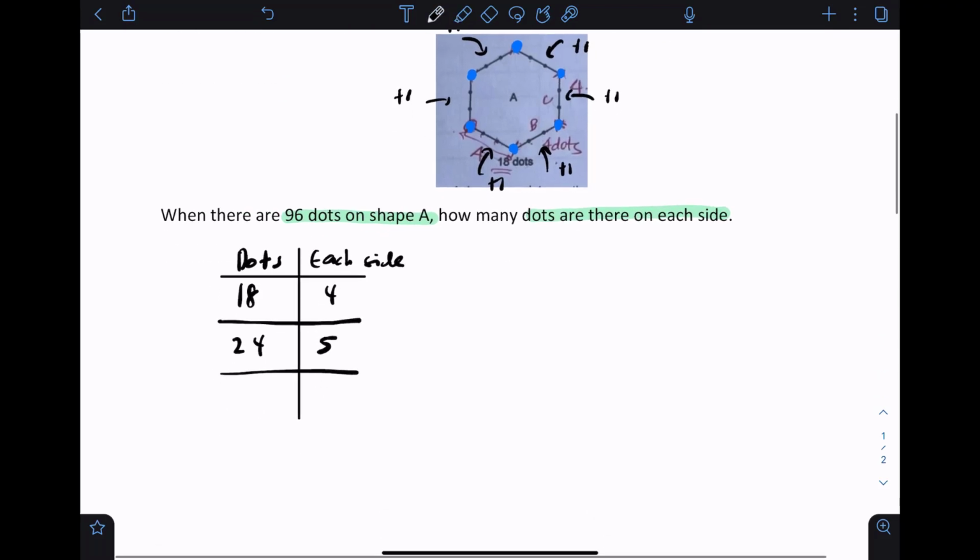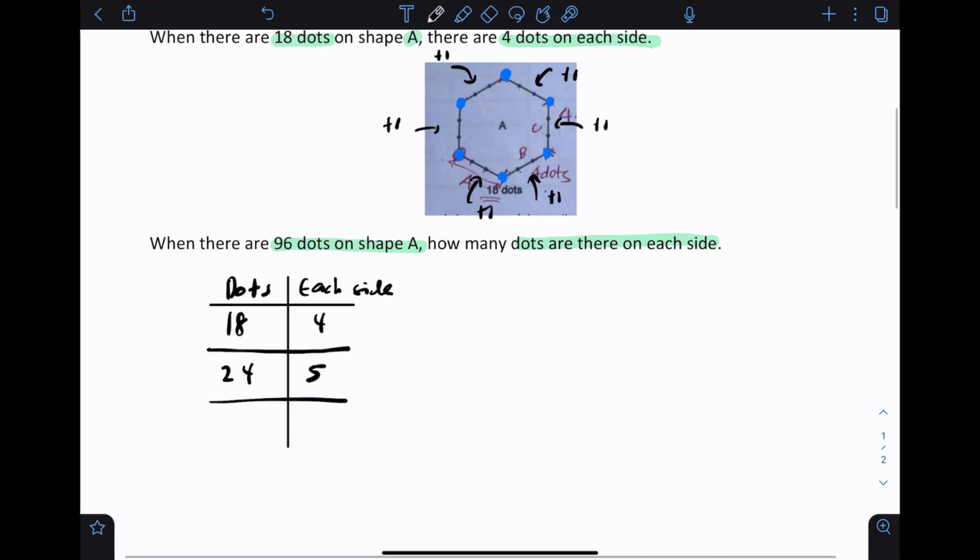Now if you again add another 1 on each side, there will be 30 dots, and there will be 6 on each side, so on and so forth until you have 96 dots. How many on each side?